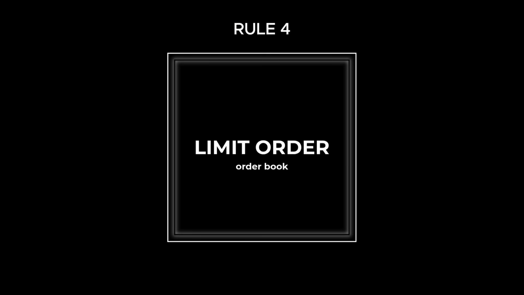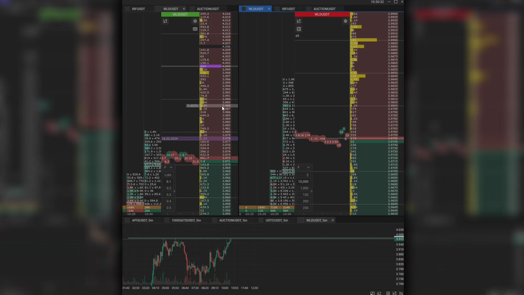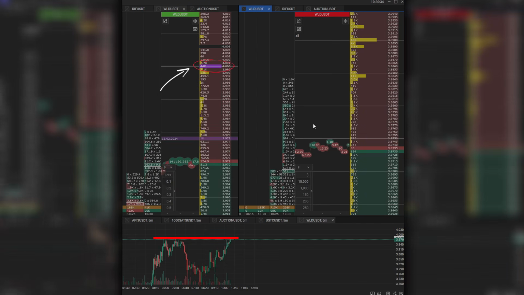Rule number 4. Make sure on that level there is a big limit order. If you don't have one, don't worry, I will show you a free tool later. Most of the time when you find the correct level, you will also see a large limit order there. This confirms that traders are active at the level.